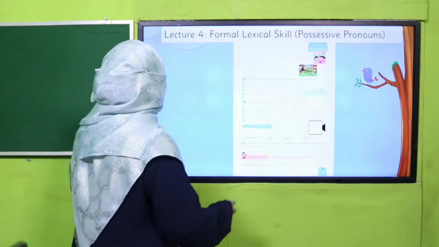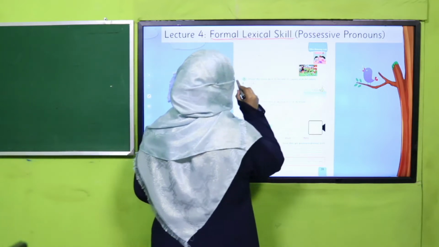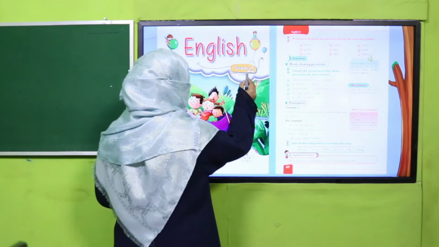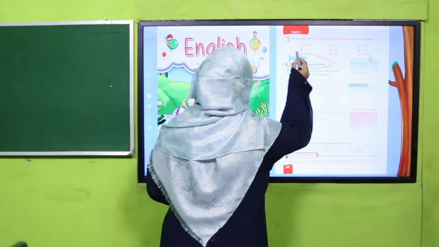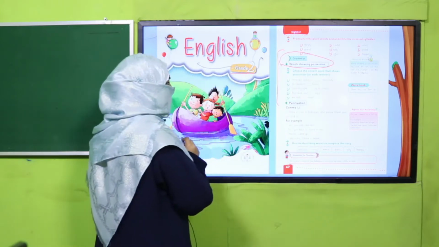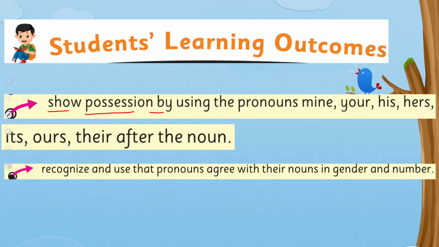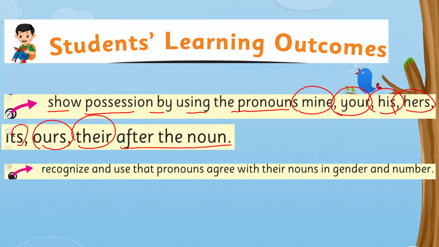Yes, my dear students, under the title of Formal and Lexical Skill, we are going to learn about possessive pronouns. Before this, in English for grade 2, I have taught you about words showing possession. I hope you remember. If not, you may watch this video lecture again. We will learn further to show possession by using the pronouns mine, yours, his, hers, its, ours, theirs after the noun. Recognize and use that pronouns agree with their nouns in gender and number. These are our today's SLOs.